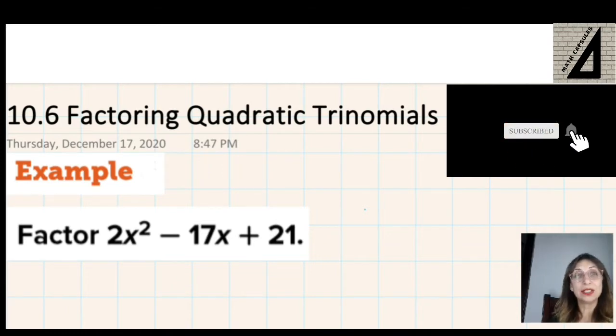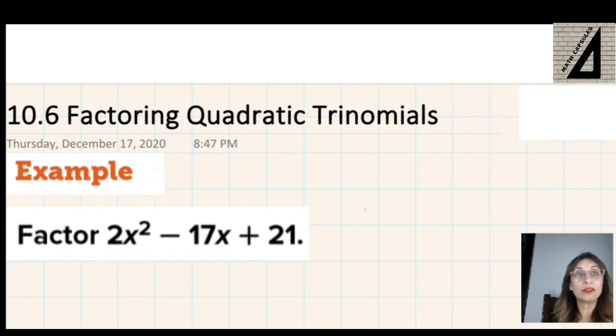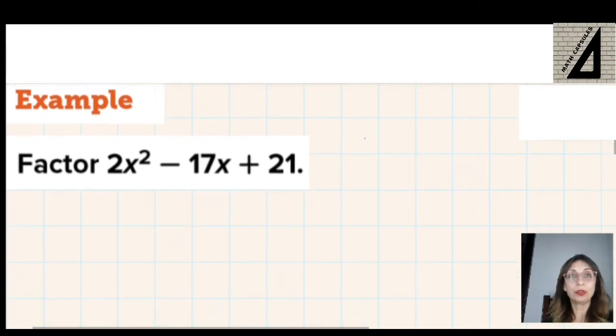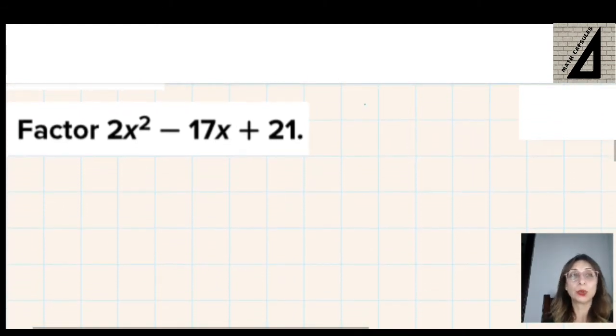In today's lesson, we're going to learn how to factor quadratic trinomials with leading coefficient not equal to 1. As in this example, we have 2x squared minus 17x plus 21, where there is no common factor to take before we start. So we are going directly to factor this into two brackets. I will show you now a very easy method.